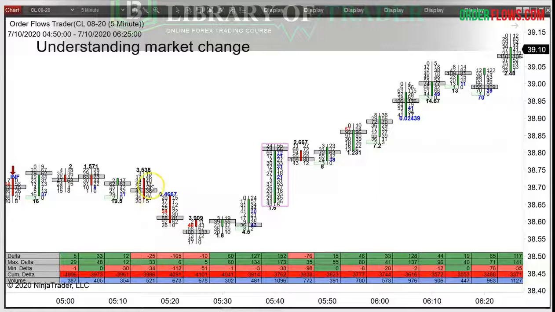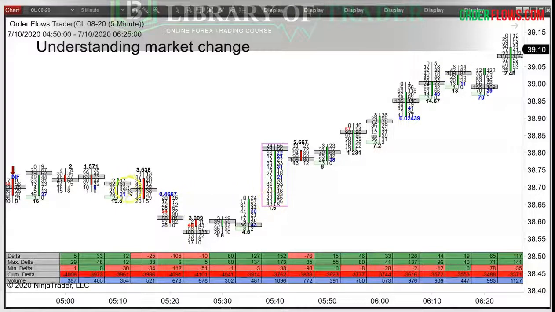But what you have going on here is the market's kind of going down, but it's going down on less buying. You can see the internals 112. Min delta 51, then min delta -1, positive delta 60, right? 127. Buying imbalance is coming in here, and the market shoots up, right?